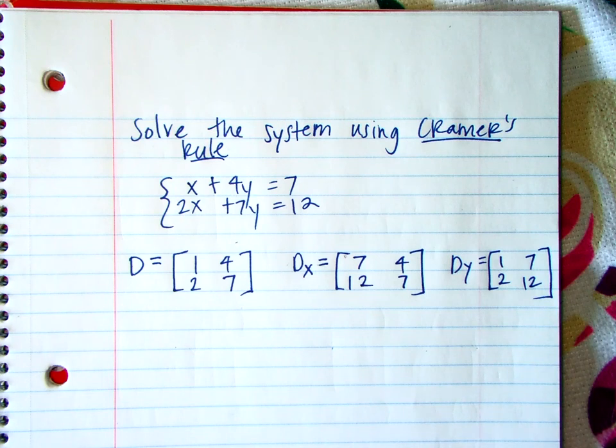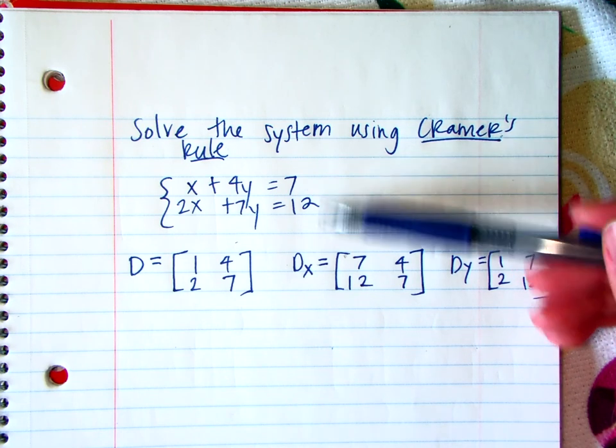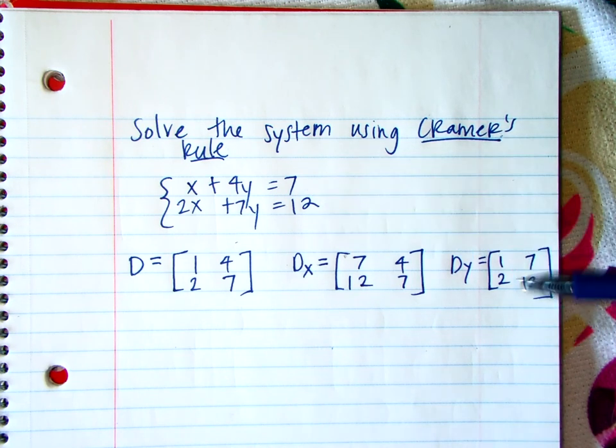All right, welcome back. This is our final lesson for Unit 5 on matrices. This one's going to be involving using Cramer's rule to solve a system. I'm going to start with this two-variable system, and I've already kind of set this up, and I just want to talk about what I did.